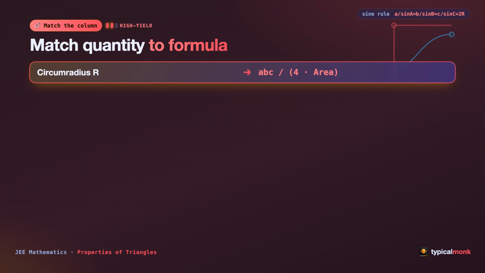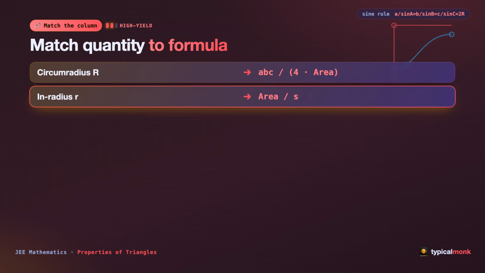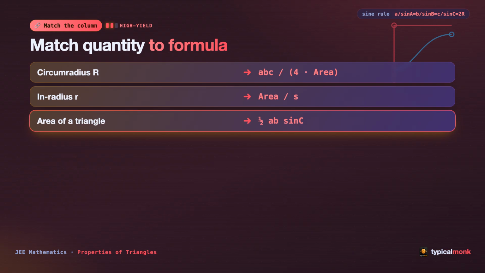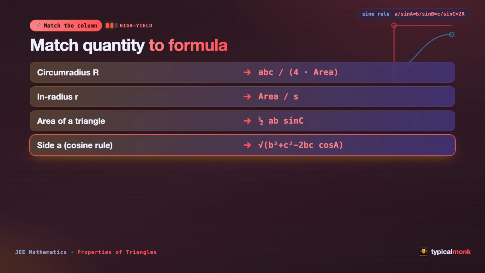A quick match now. Say each answer aloud before I reveal it. The circumradius R matches abc divided by 4 times the area. The inradius r matches the area divided by s, the semi-perimeter. The area of a triangle matches 1/2 a b sine C. And side a, found through the cosine rule, matches the square root of b squared plus c squared minus 2bc cosine A. If all 4 came to you before the reveal, this chapter's formulas are becoming yours.